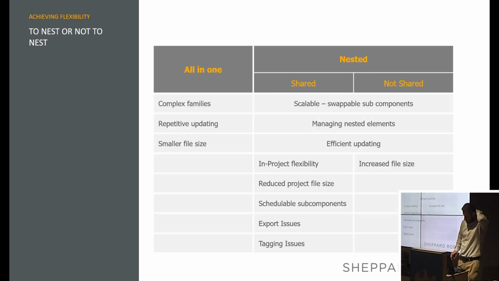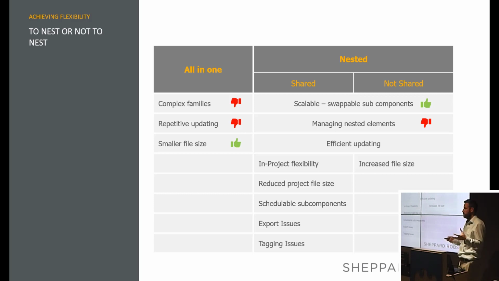Looking at those options, we put together this table, a bit of a matrix of the feedback. If you're dealing with all-in-one, complex families, they're very difficult to edit. Repetitive updating: if you've got everything inside one file, you have to make the changes in every single door in your library. The file sizes are smaller, which is good. But when you start looking at nested content, you start seeing the scalability. I'll demonstrate this a bit later on.